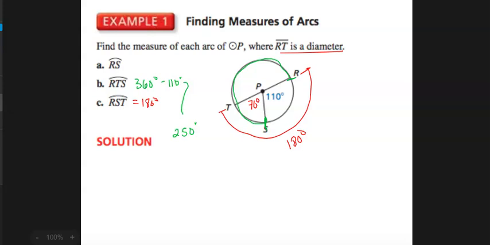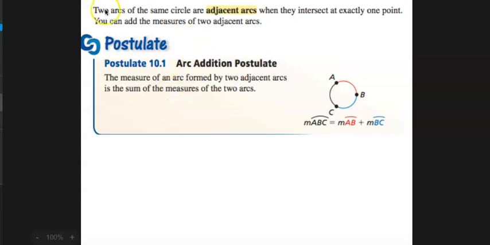Let's see what our next example is. I think we have another definition here. Two arcs of the same circle are adjacent arcs when they intersect at exactly one point, and you can add the measures of the two adjacent arcs. The arc addition postulate: the measure of an arc formed by two adjacent arcs is the sum of the measures of the two arcs.